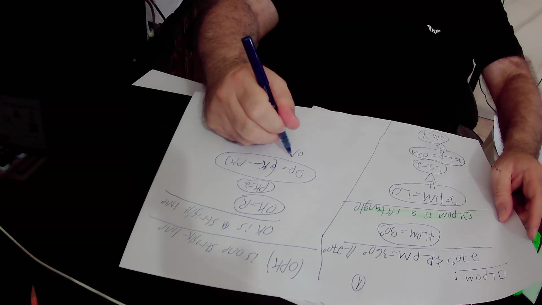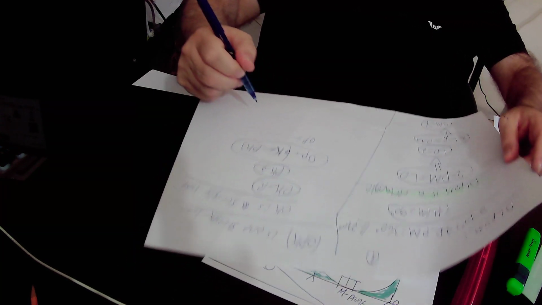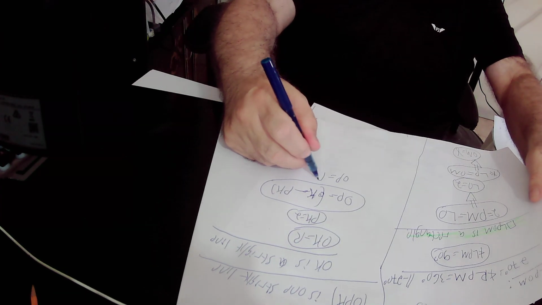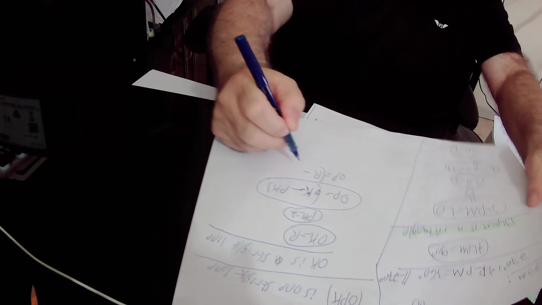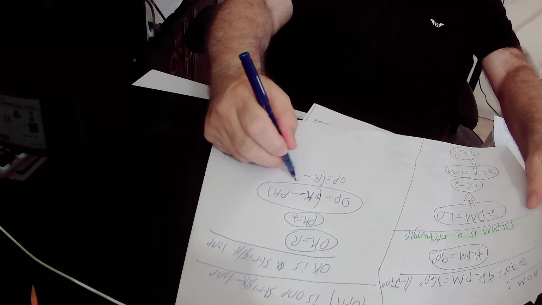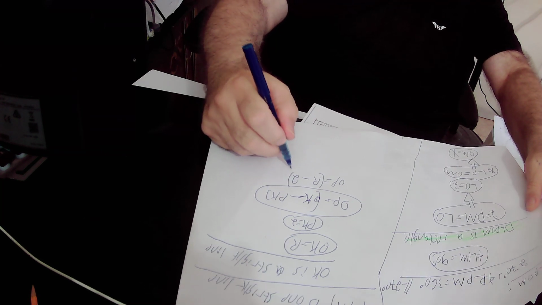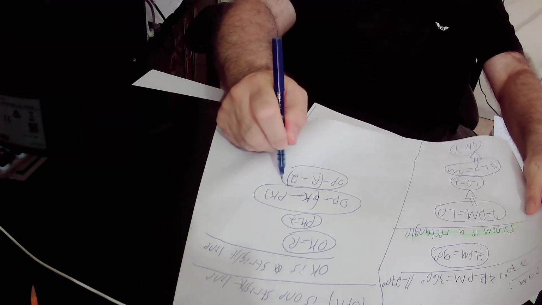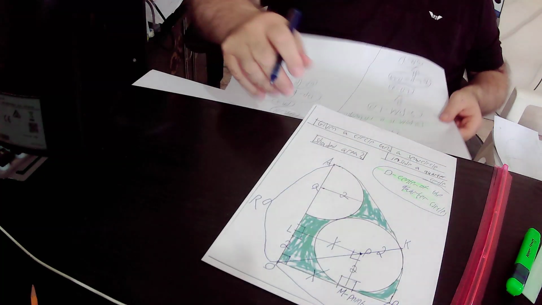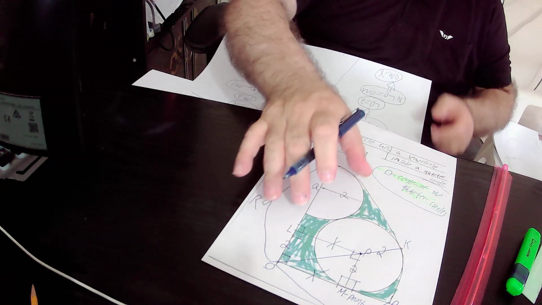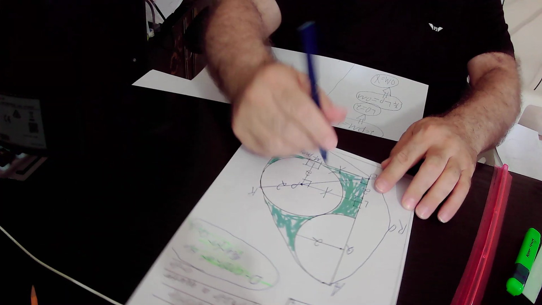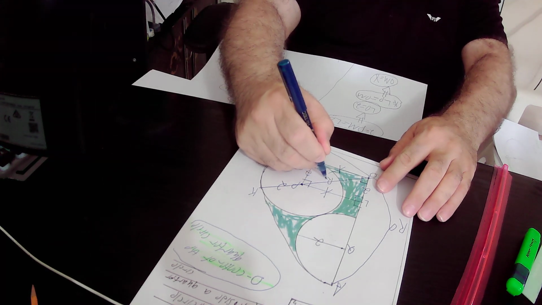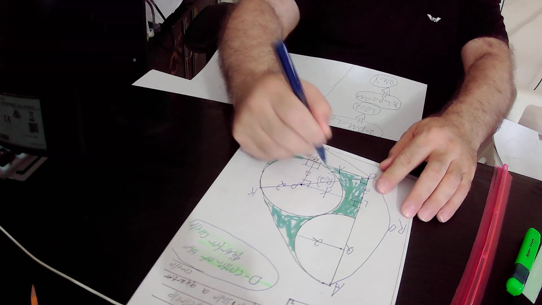So the length of line segment OP equals OK, and OK equals capital R, the radius of the quarter circle, minus PK, and PK equals 2, the radius of the circle. So in conclusion, we found out that the length of line segment OP equals capital R minus 2.